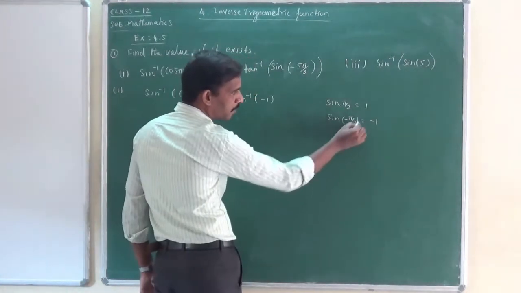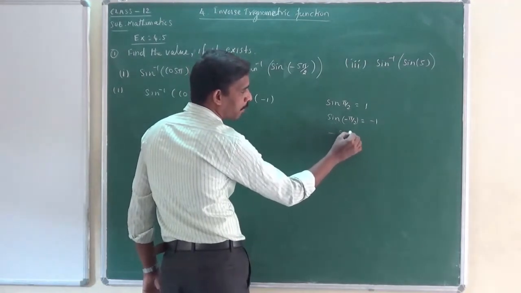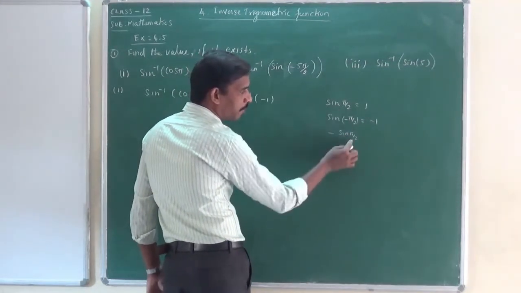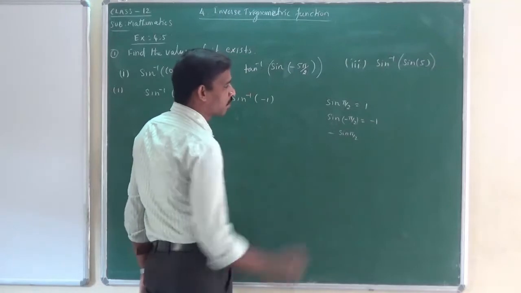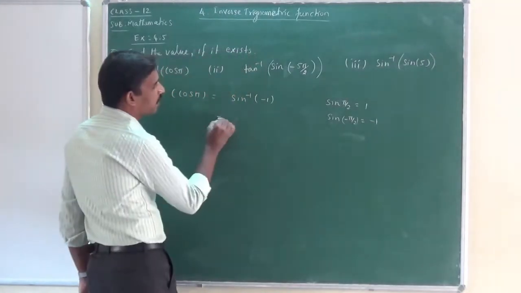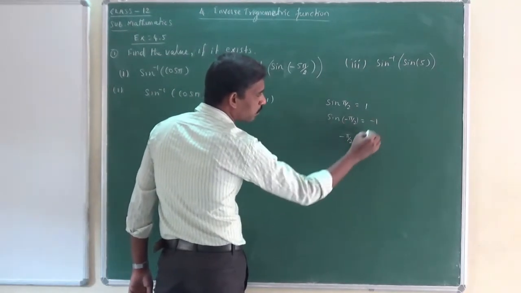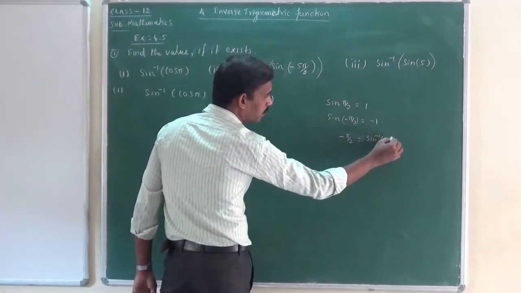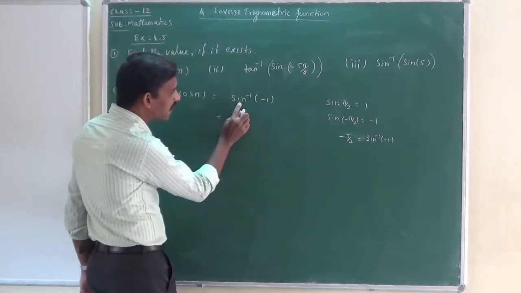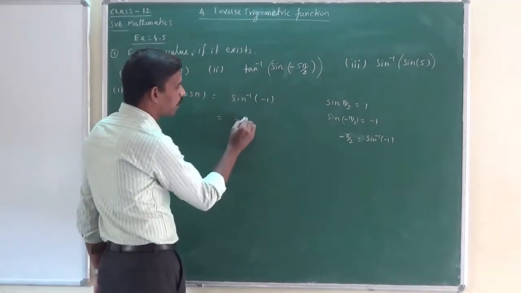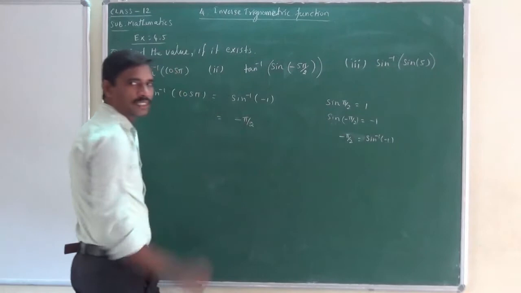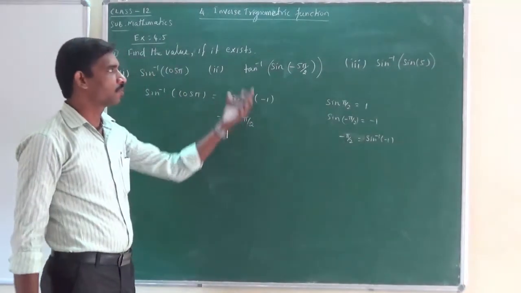Because sine of minus pi by 2 we can write as minus sine pi by 2. Right? So it will be minus 1. So here we are taking minus pi by 2 only. So this sine goes to that side, sine inverse of minus 1. Therefore, sine inverse of minus 1 is nothing but minus pi by 2. So, first one is over.